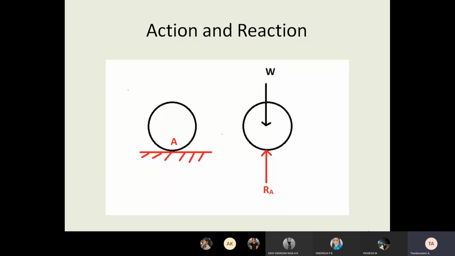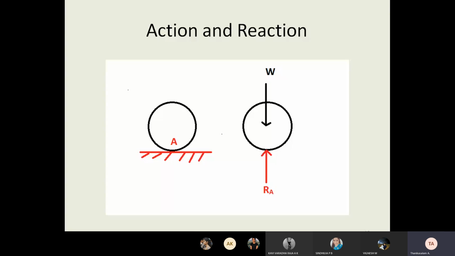Okay. Now action and reaction. Already we know Newton's third law: for every action there is an equal and opposite reaction. See the left side first, the big picture. The one big ball, a shot put ball. When you study in school, there is a round shot put ball. The ball is resting on a surface.